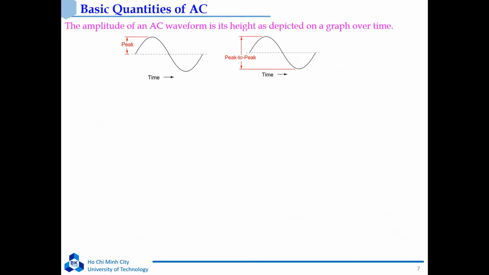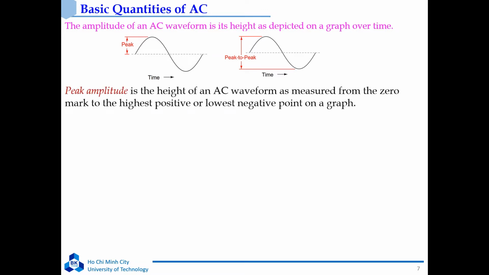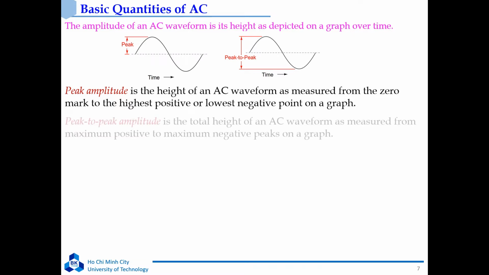Now we will talk about the amplitudes of the AC waveform. We have four kinds of amplitudes. The peak amplitude is the height of the AC waveform, measured from the zero mark to the highest positive or lowest negative point of the graph. And the peak-to-peak amplitude is the total height of the AC waveform, measured from the maximum positive to the maximum negative peak of the graph.